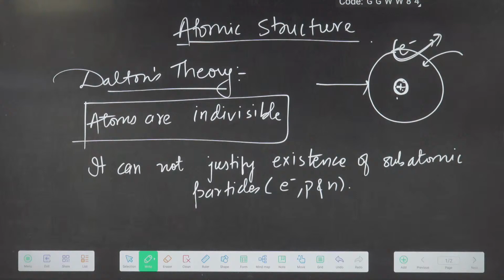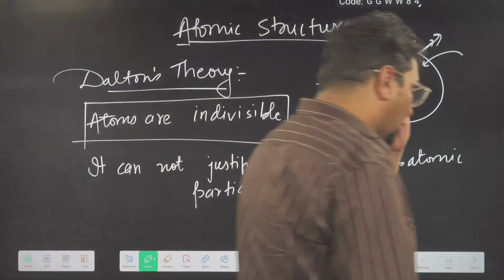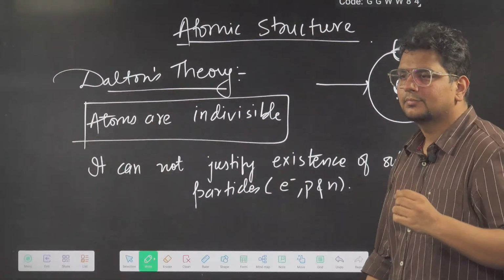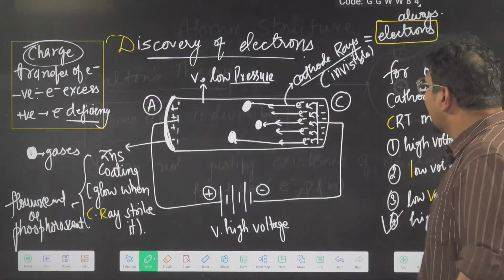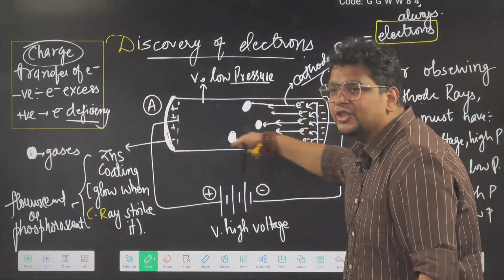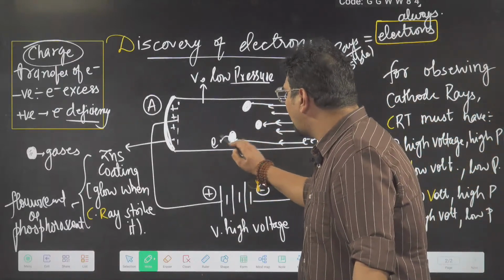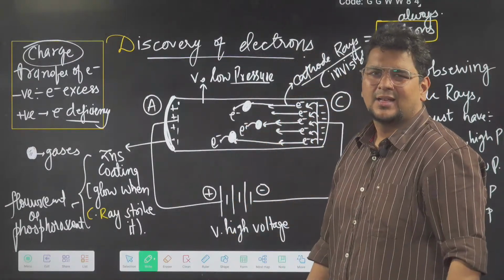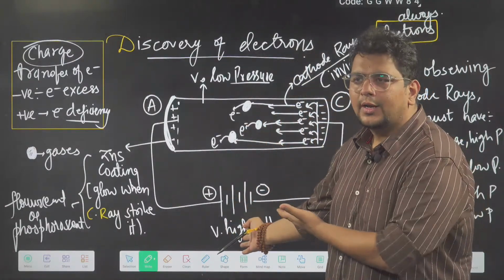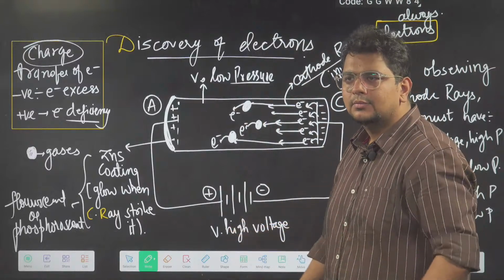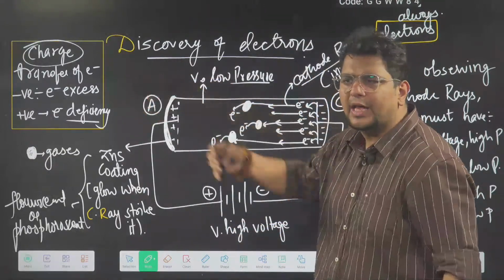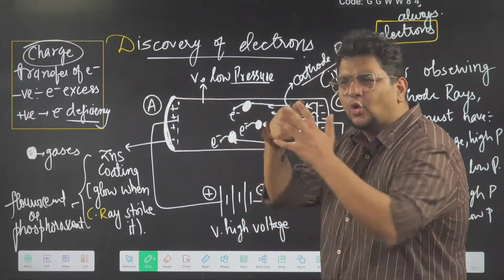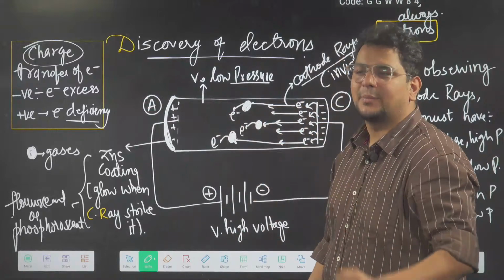What will fall out? Electron, exactly. So now tell me, if this gaseous molecule loses an electron due to collision, it is a high energy collision. Why high energy? One lakh volt is the voltage. High energy collision happened. What came out? Electron came out.